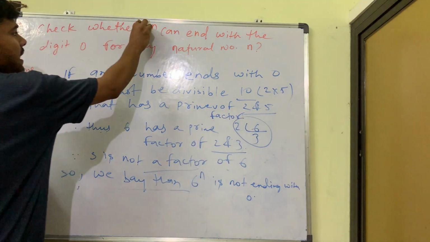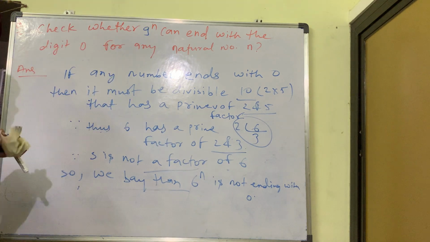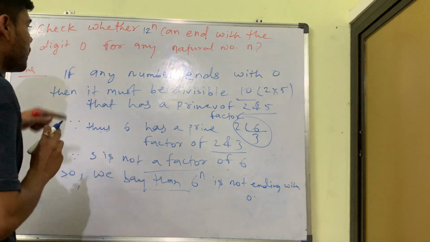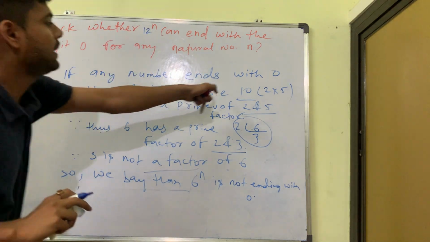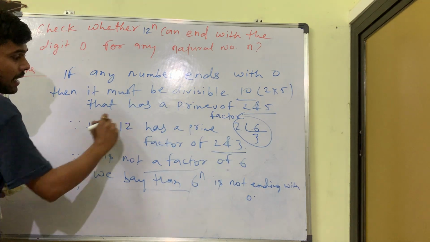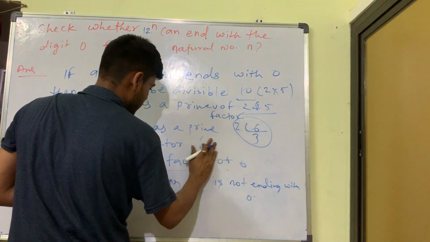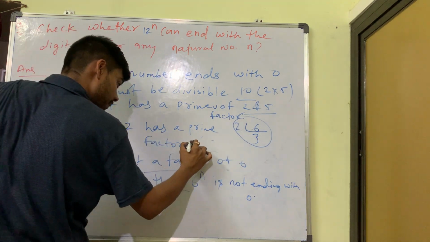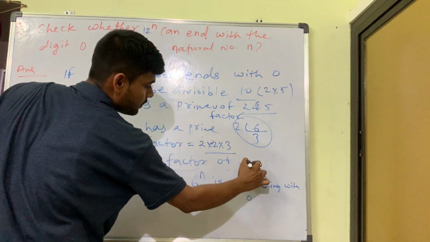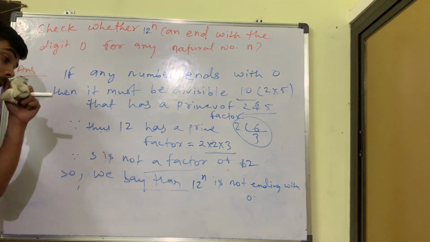Instead of 6, if I take one more number, 12. So if any number ends with 0, it must be divisible by 10. It has a prime factor 2 and 5. Thus 12 has a prime factor of what? 2 into 2 into 3. 5 is not a factor of 12. Thus we say that 12 to the power n is not ending with 0.